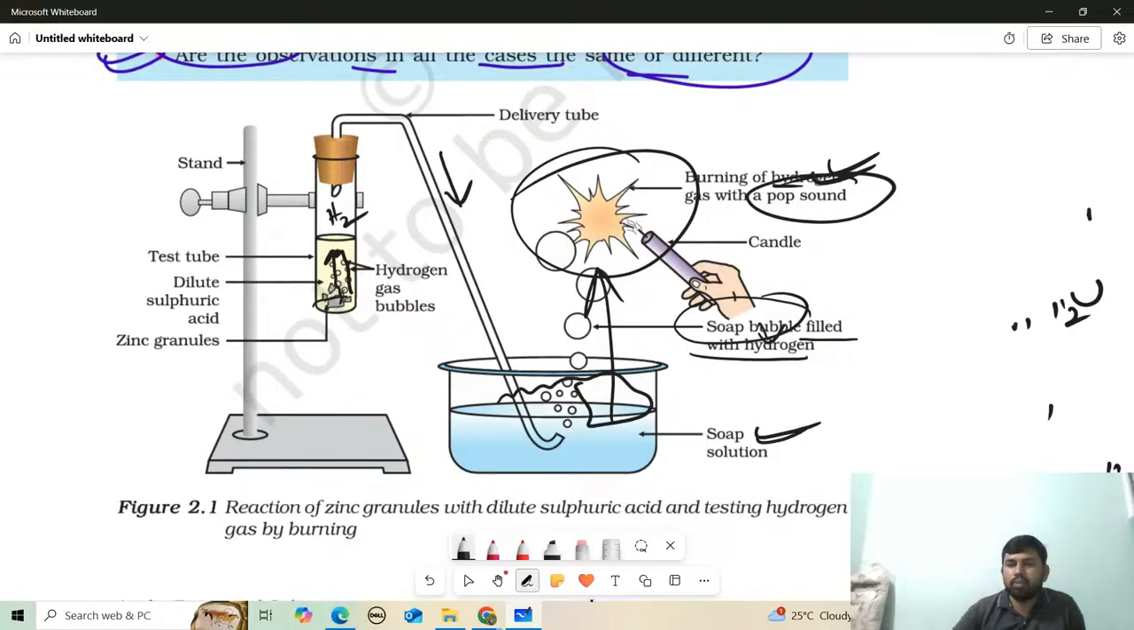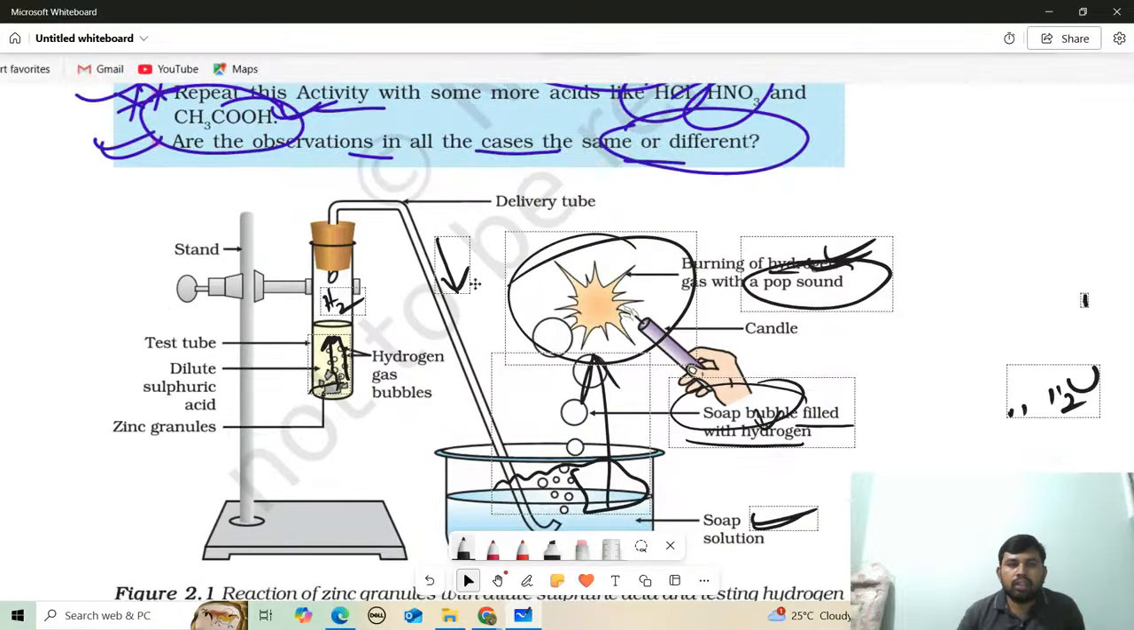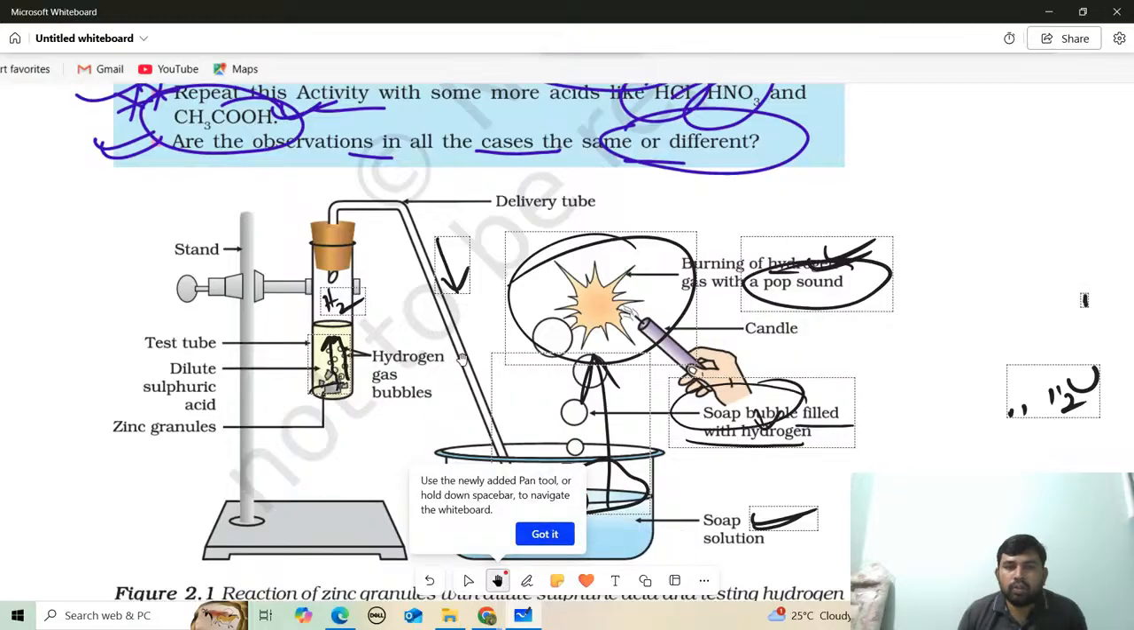Now let's come to the activity. See the activity they have given here. Repeat this activity with some more acids like HCl, HNO3, and CH3COOH. Are the observations the same in all the cases, or are they different? This you should know.